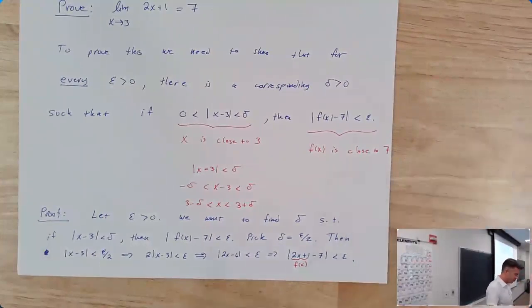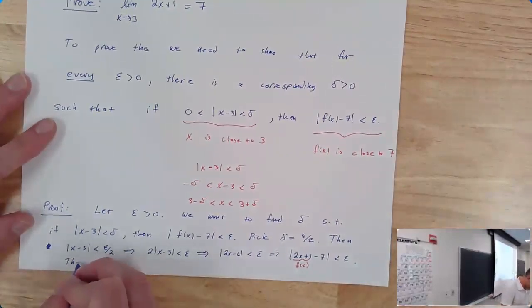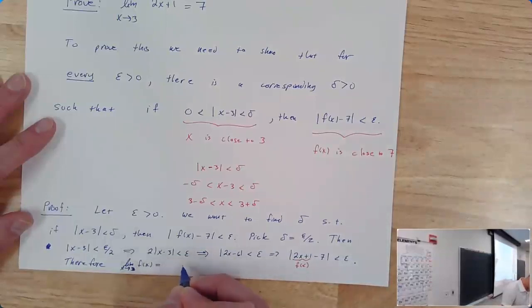I should say there's usually one last step to writing this. Because I use then at the end, I usually say therefore or thus, doing fancy with my language there. Therefore, the limit as x approaches 3 of f of x is equal to 7.